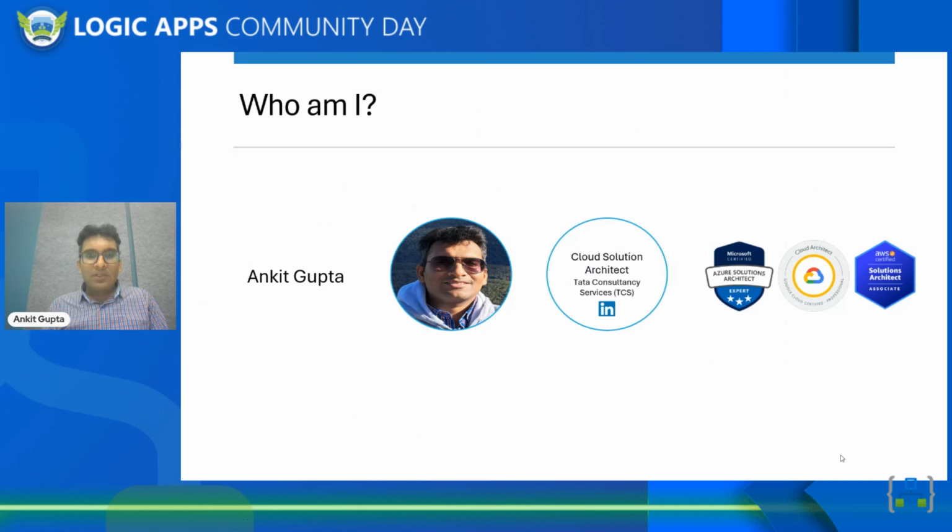This is a brief introduction about myself. My name is Ankit Gupta and I am working as a cloud solution architect with TCS. I am currently based in Sydney and have more than 18 years of experience in the IT industry. I am a certified Microsoft Azure solution architect, and I am also an AWS certified and Google certified architect.